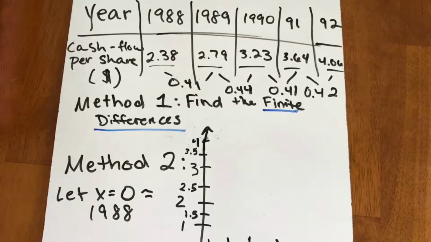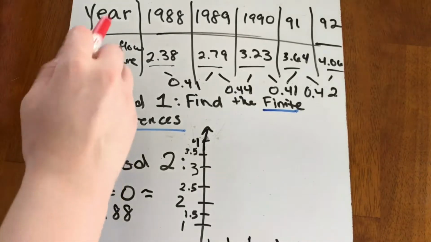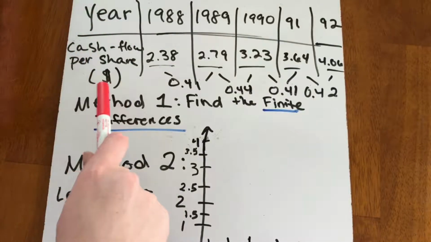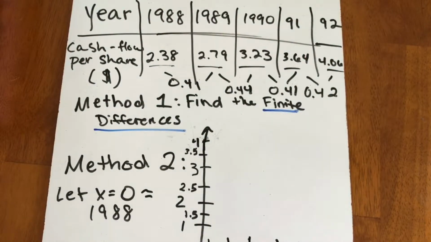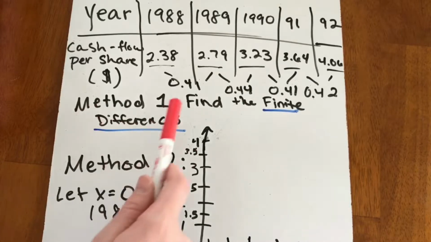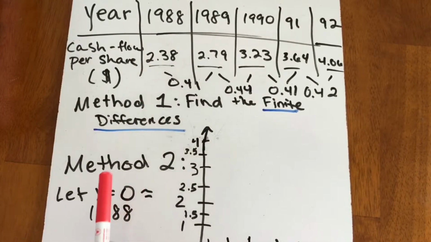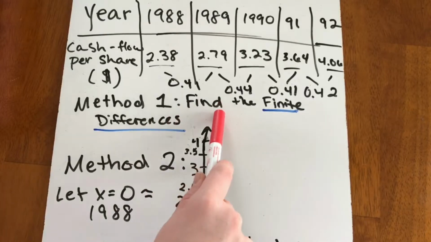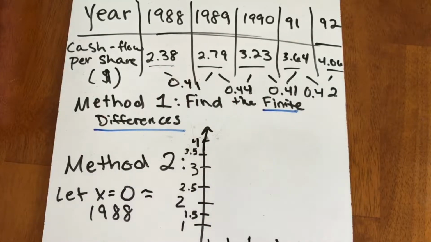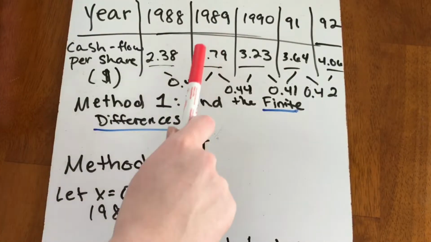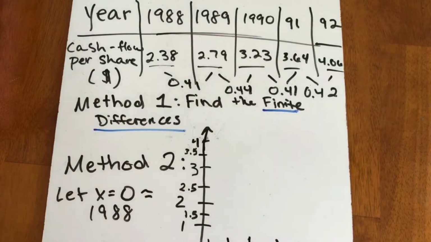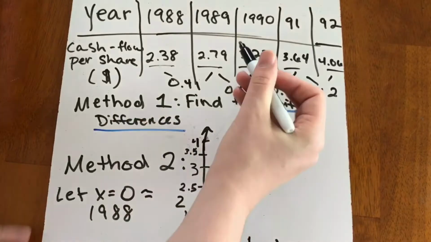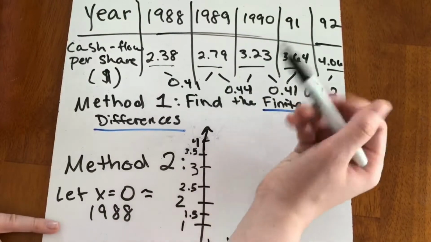Now, with what we've learned, we can finally put it to the test. We have a data table up here that shows a gradual increase of cash flow per share from 1988 to 1992. So to figure out if a line would be best suited for this data, we can either do method 1 or method 2. Method 1 is to find the finite differences. Now, like before, you're just going to subtract the y inputs. So if you do 279 minus 238, you get 41 cents.